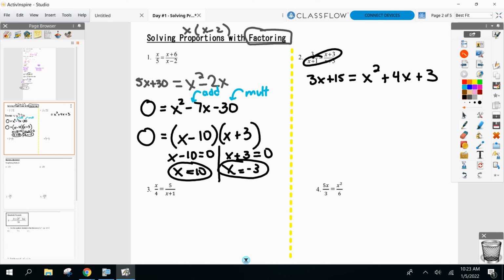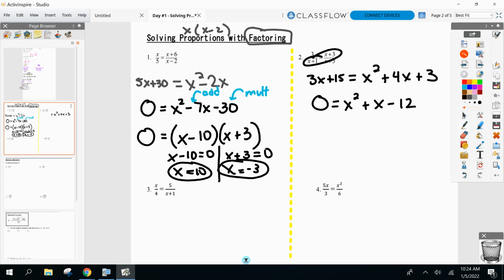Now it's time to set equal to 0. My x squared is already positive. Keep it positive. How do I move the 3x over? Subtract it. How do I move the 15 over? Subtract it. So after I'm all done, it should be x squared plus 1x minus 12 when it's all said and done, after I move everything over. Questions?